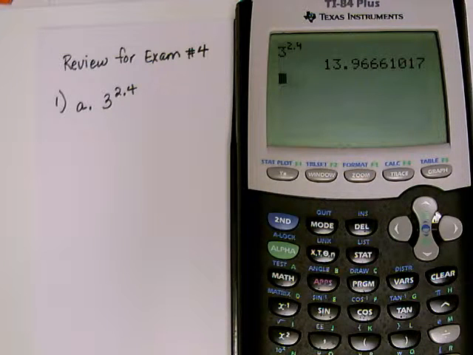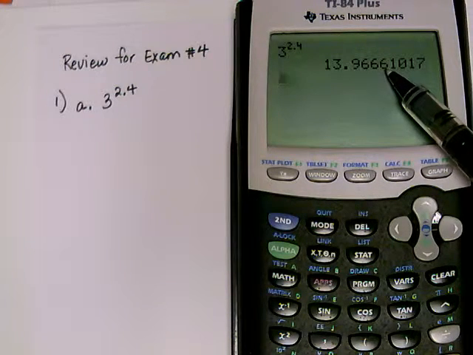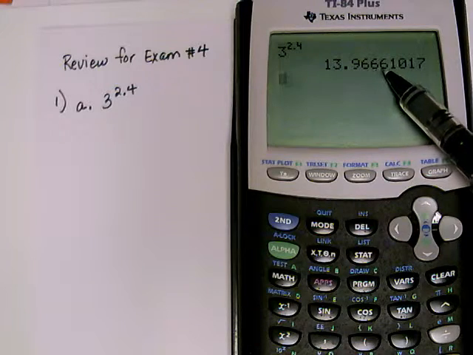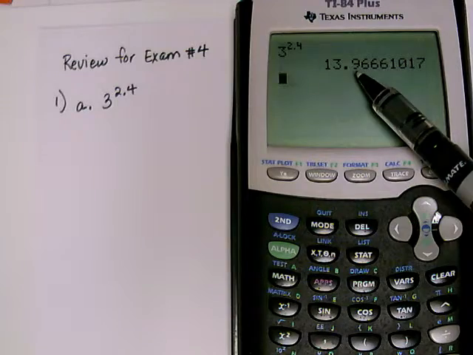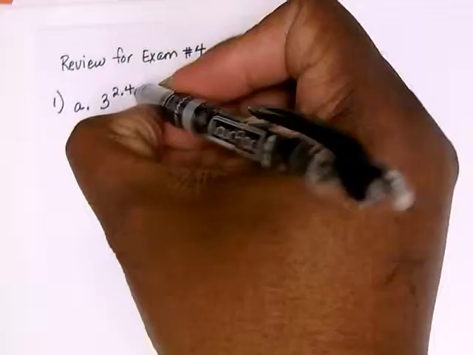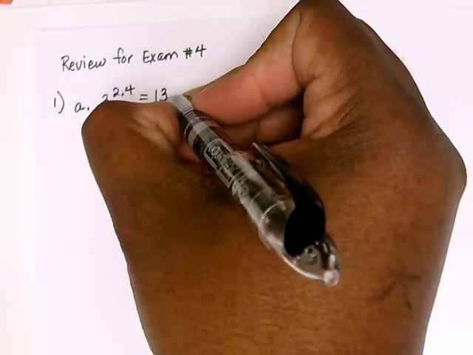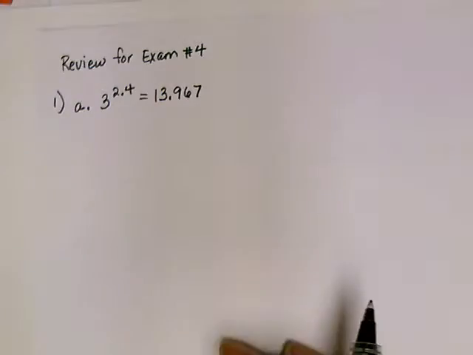So here you'll get 13.96661017. But we have to round this off to 3 decimal places. So here, the third number after the decimal point is a 6. Next to it is another 6. So this 6 will make the 6 in front of it a 7. So it'll be 13.967. So 3 to the 2.4 power will be 13.967.